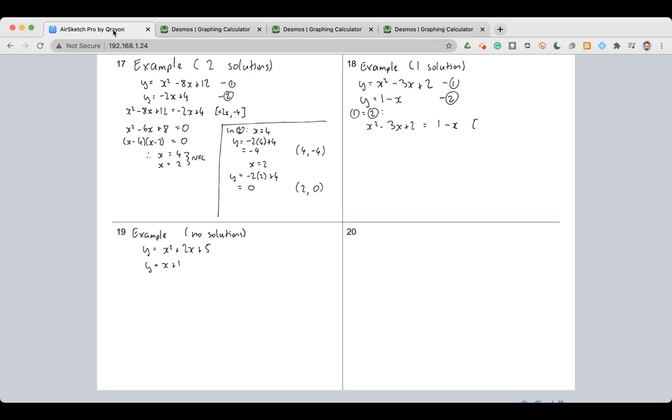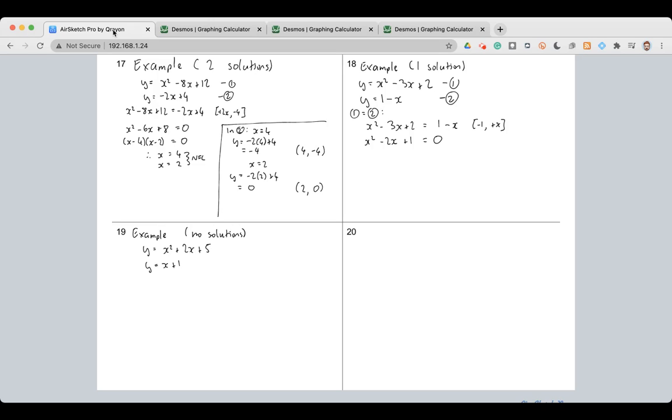My operations to get 0 on the right-hand side: I need to subtract 1, and I also need to add x. So that gives me x squared, I'm adding x, so minus 3x plus x is minus 2x, and 2 minus 1 is equal to 1, and that's equal to 0. And now I need to solve for x, so pause the video and have a go yourself.